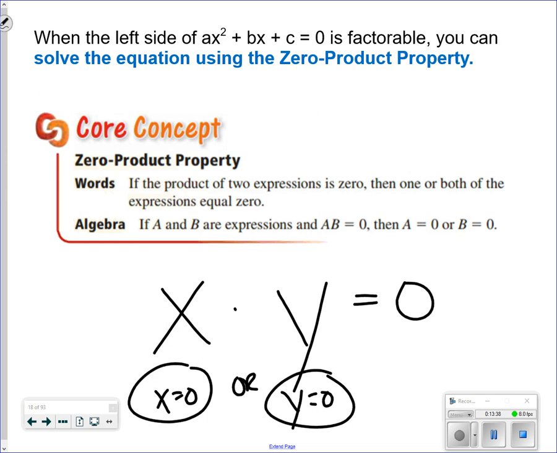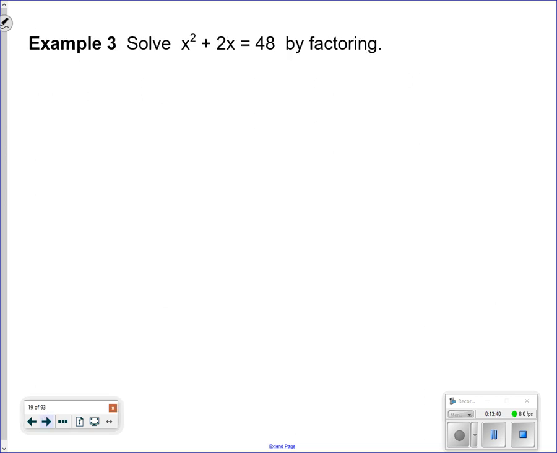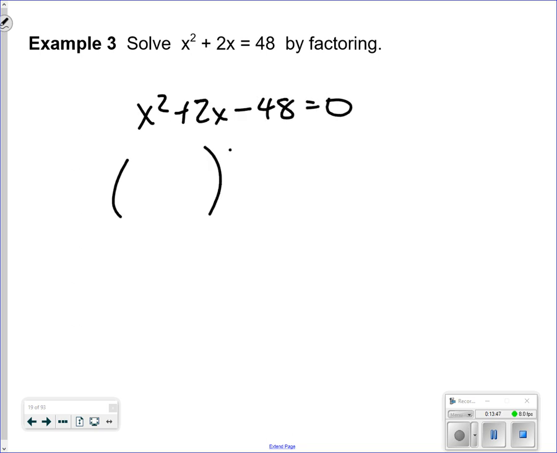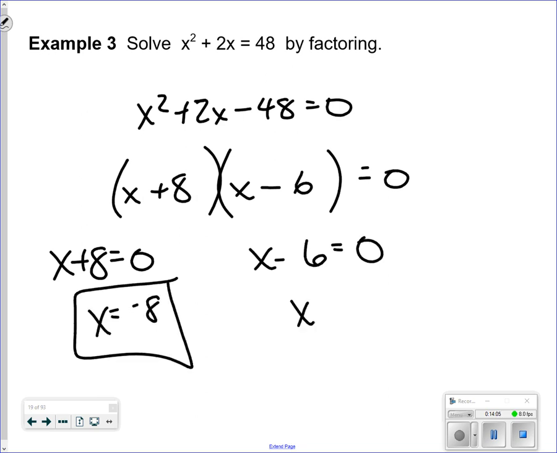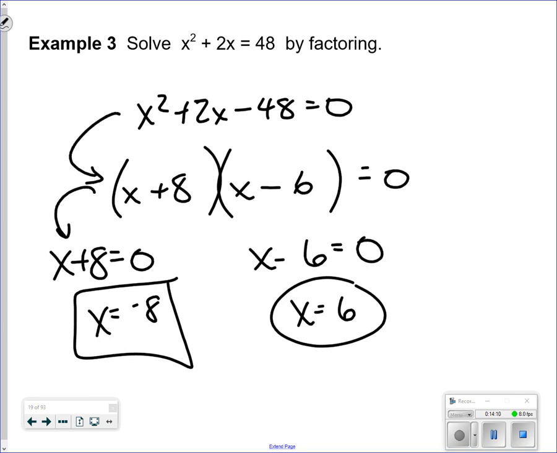And how we're going to use that particular property is we are going to factor it. So first, set it equal to 0. Factor, so factors of negative 48 would be positive 8 times a negative 6. That would get you the middle term. Now, once it is in factored form, set the parentheses equal to 0. So again, being able to factor something and then set the factors equal to 0 would allow you to solve.